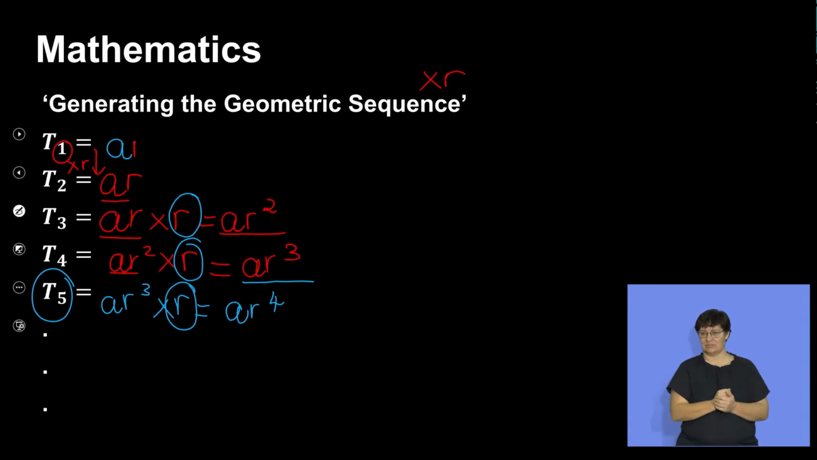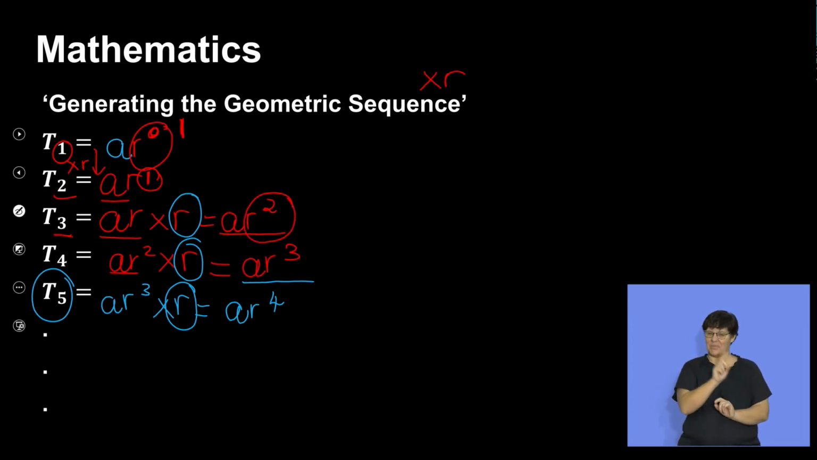So here we can say that there was R to the power of 0, because we know that anything to the power of 0 has a value of 1. Here, R was to the power of 1, which makes sense because this is 1 less than the term value. For term 3, R was squared, and that is 1 less than the term value. For T4, we had R cubed, which is 1 less than the term value.